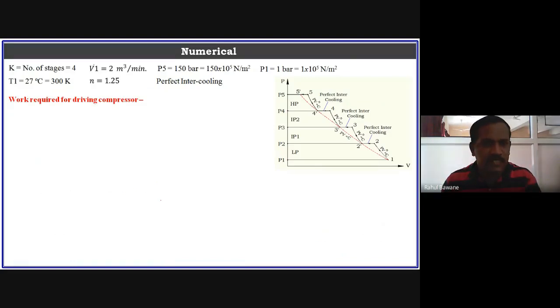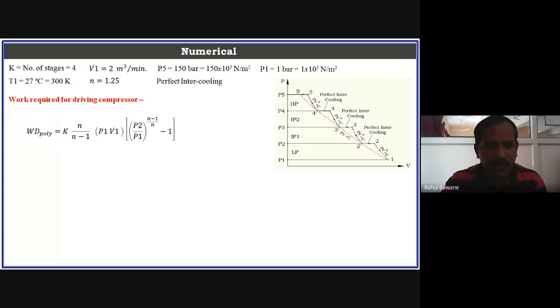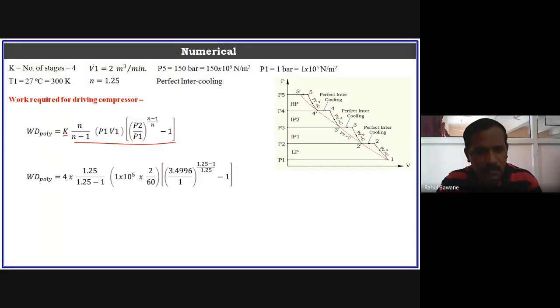Now the second question, the work required. The common basic formula is polytropic work done, for k number of stages, with the regular formula. Put the number of stages as 4 and all the values. The pressure ratio can be that of any stage because it is constant, so you can put P3 upon P2 instead of P2 upon P1. Put the values and calculate it. We come to know that the work required is 18.98 kilowatt.